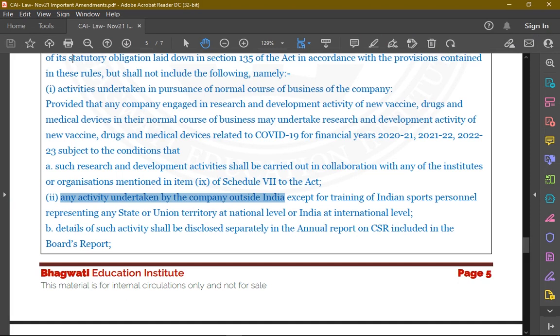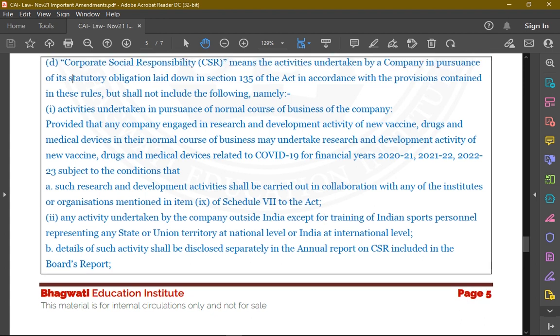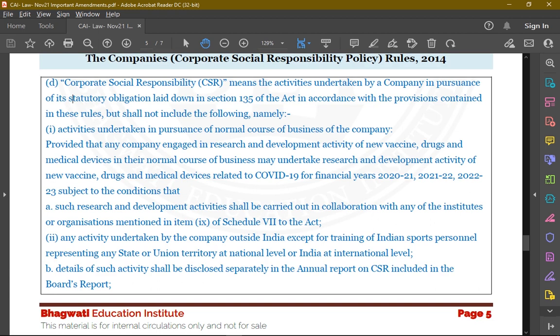It says that if you have spent any amount for any activity undertaken by the company outside India for training of Indian sports personnel representing any state or union territory, at the national level, or India at an international level, what does it mean? We know that any activity outside India is not part of CSR, but there is an exception. We are learning that the following activities shall not be CSR. So any activity taking place outside India is not CSR, but there is an exception. If you are spending money outside India for this purpose, then it is CSR.